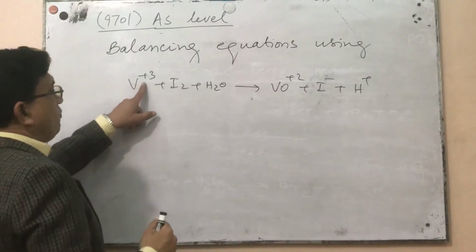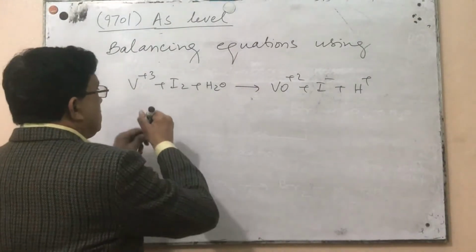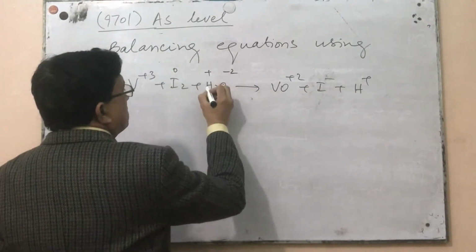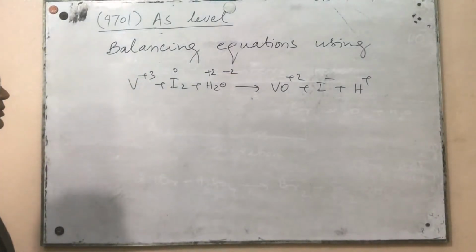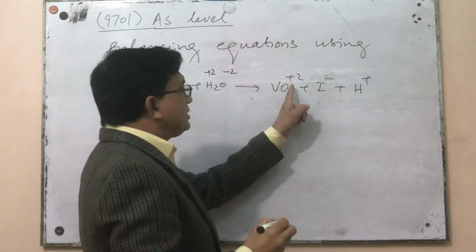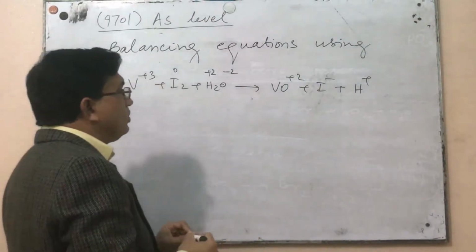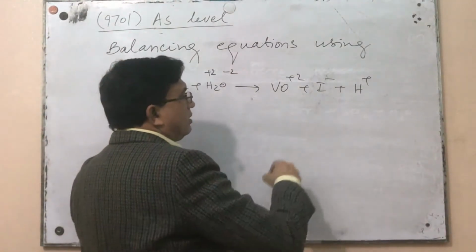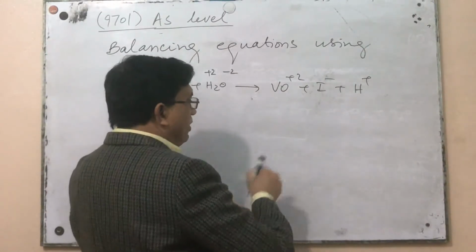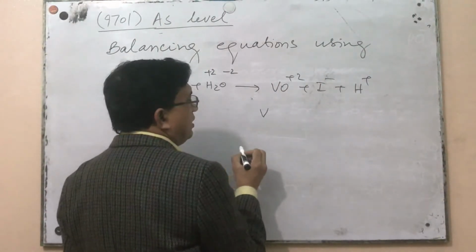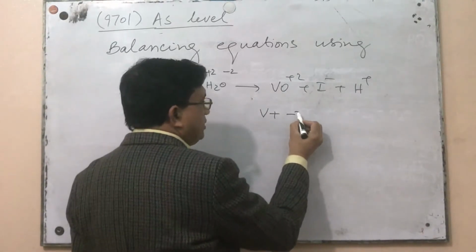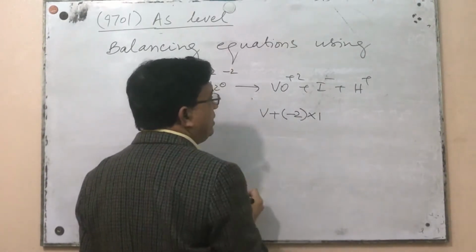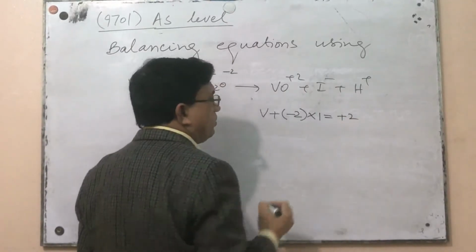Now, the oxidation state of vanadium is written. The oxidation state of iodine is 0, and the oxidation state of hydrogen and oxygen here is positive 2 and minus 2. The oxidation state of this ion is written here. We have to find the oxidation state of vanadium here. Using the oxidation number rules, we will find: V, then plus minus 2 is the oxidation state of oxygen. How many oxygen atoms are there? 1, and it is equal to positive 2.